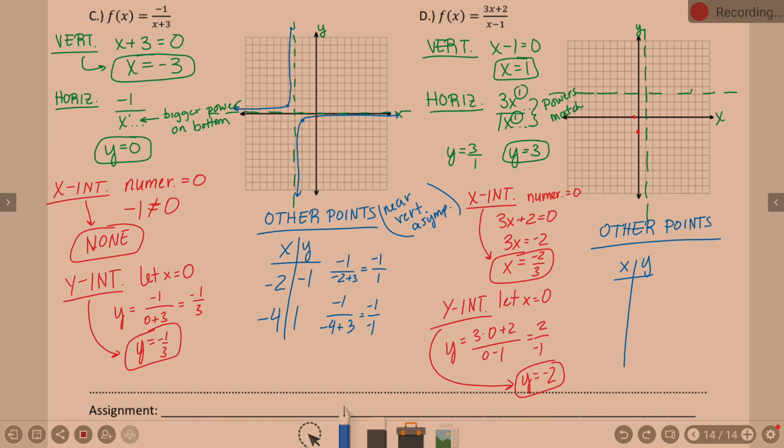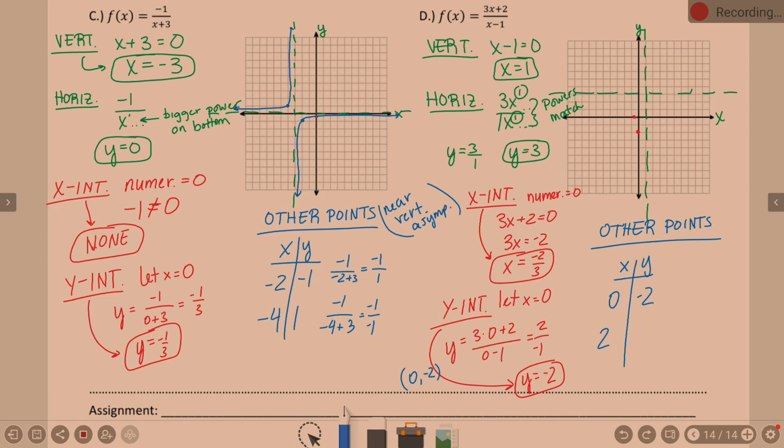What am I going to suggest when you pick those other points? One on each side of the vertical asymptote. So my vertical asymptote is 1. The whole numbers on either side there are 0 and 2. Now, don't we technically already have 0 here? We do, because that would be this right here of 0, negative 2. So we already actually have the 0. 2, though, will allow us to check the piece up here.